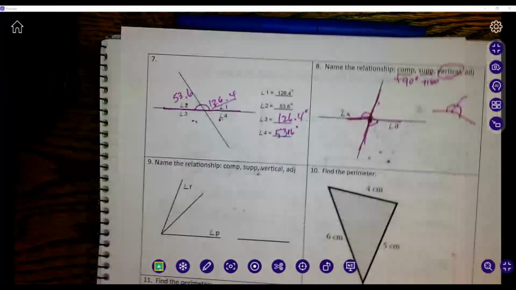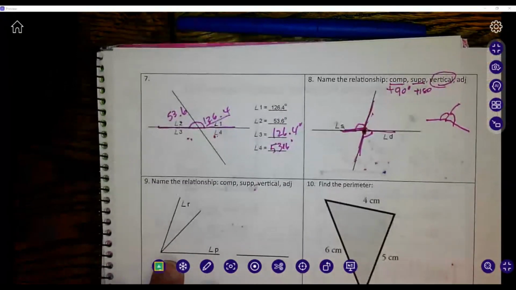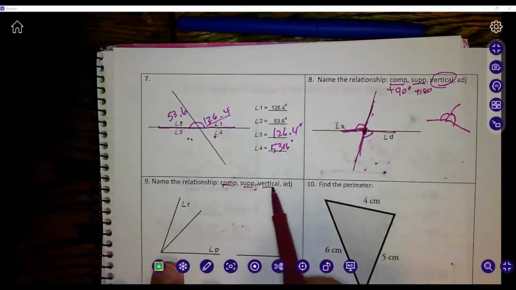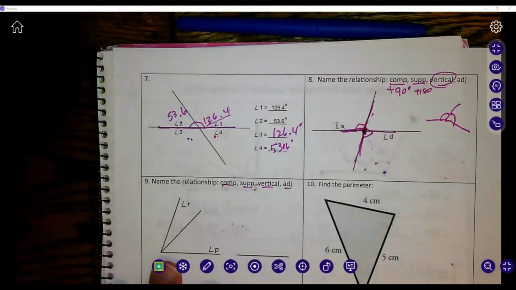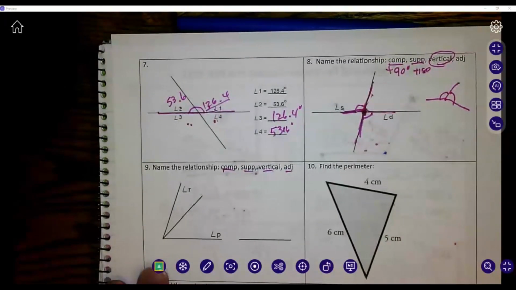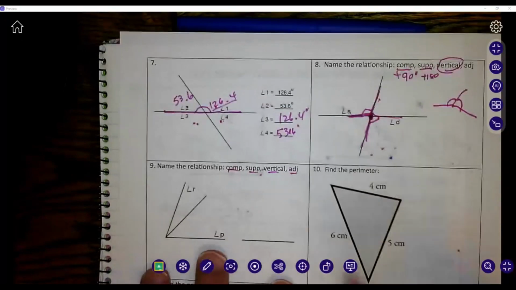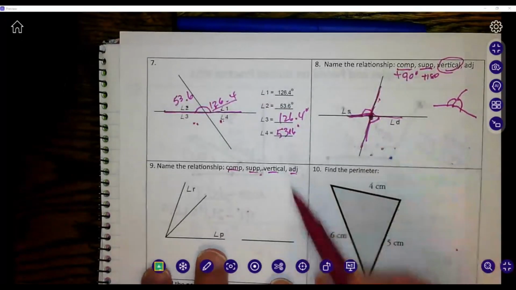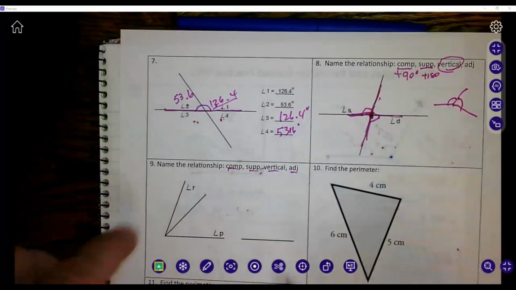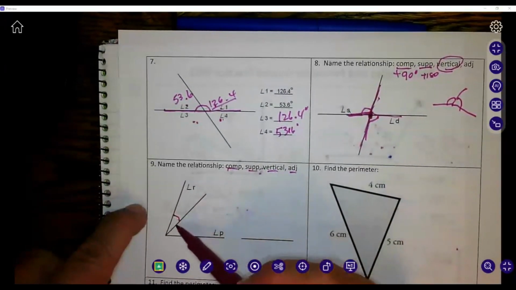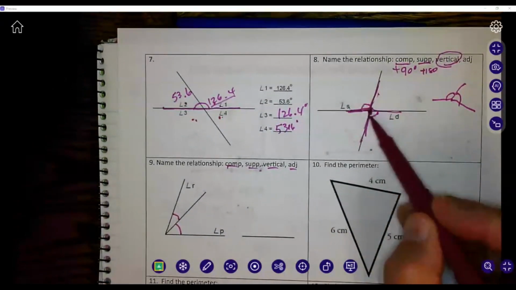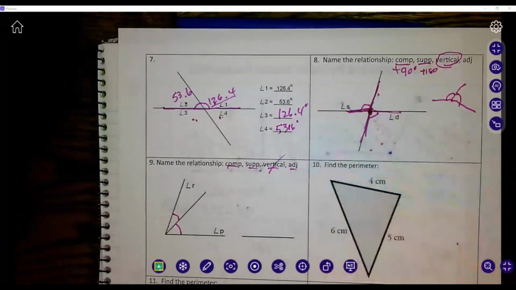Okay? Look at number 9. We want to know, are these complementary, supplementary, vertical, or adjacent? Well, one of those choices you can immediately drop out, because in order to be a vertical angle, you have to have two V's across from each other. This angle and this angle aren't across from each other like these were. So can't be vertical.